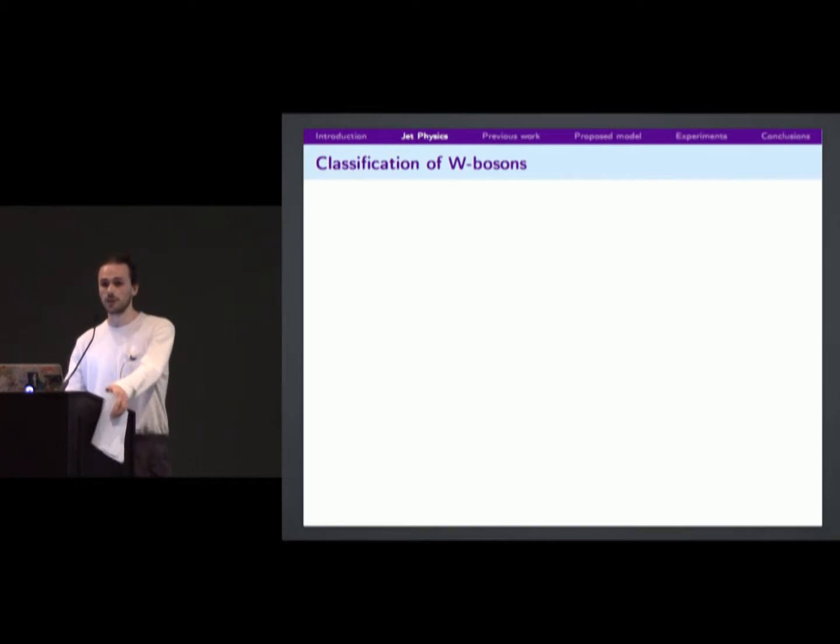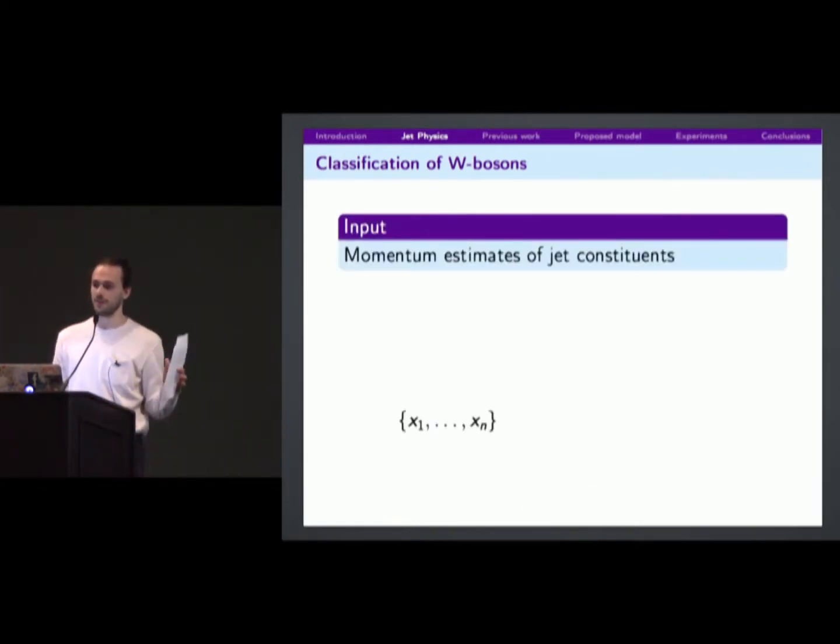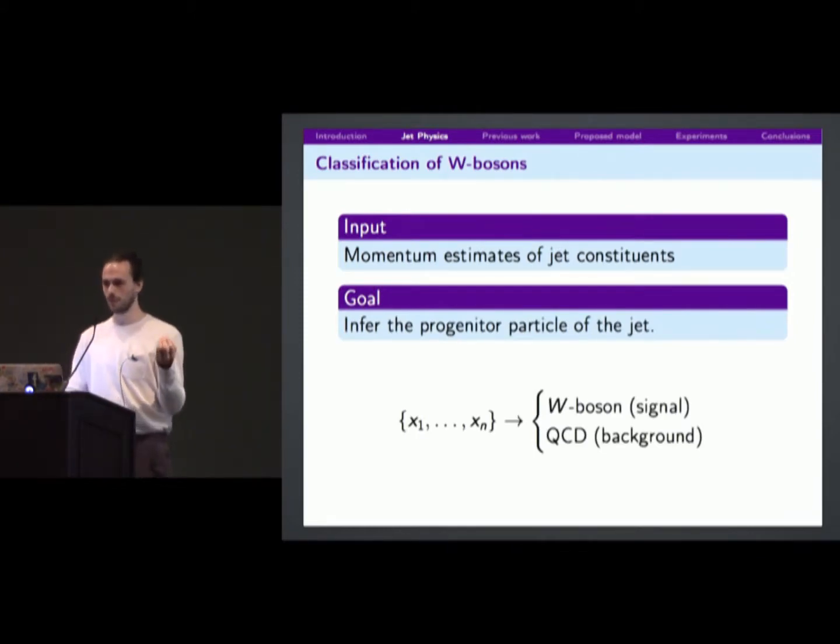There are lots and lots of problems you could talk about here, but the specific one we're looking at is classification of W bosons. Here the input is the set of jet constituents, the momentum estimates. So you have some collection of n particles that got buried in the detector, and you have a measurement of their momenta. And you want to infer, what was it in the middle? What happened at the start? This is either going to be a W boson, or it's going to be some quark or gluon QCD event that's background. And I'm told that there are roughly 1,000 background events for every W boson.